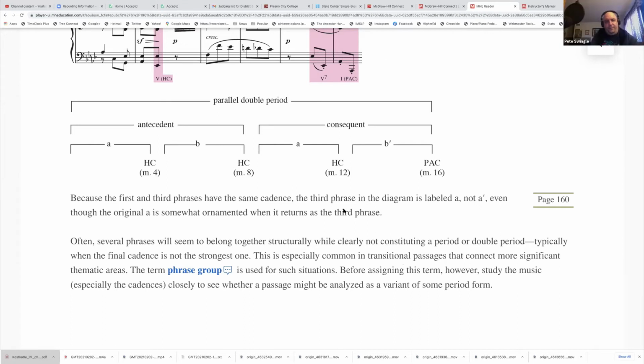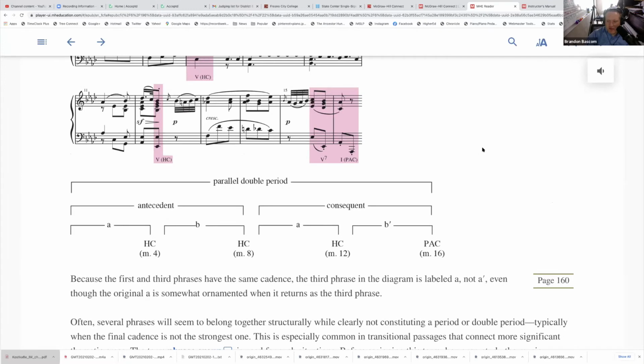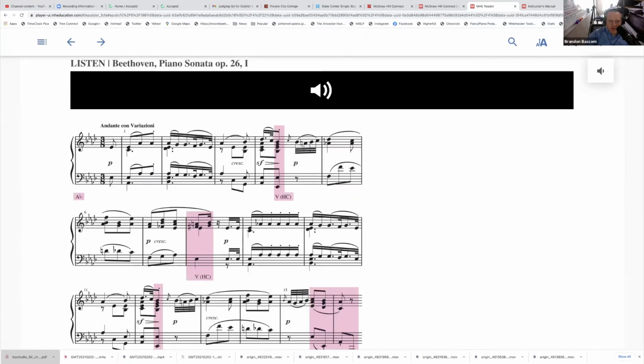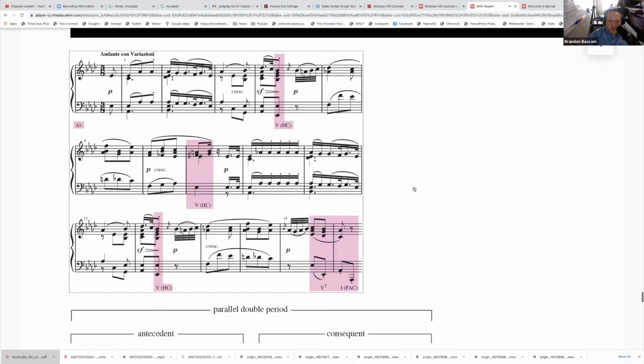Okay, so let's listen to that again. See if you can identify the phrases. Example 10-16.